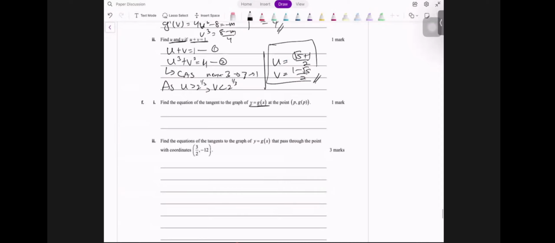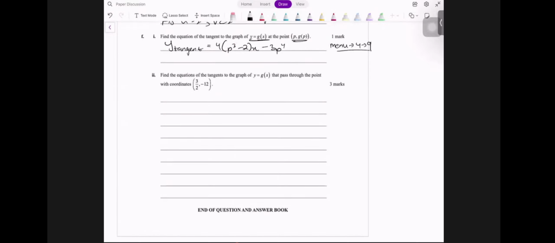One question on tangent here. You can use your tangent line function, which is at menu 4, 9, I believe. That's where you have a tangent line. And it is just a 1 marker, so I think just stating it really is all that's required. So the y tangent is equal to (4p cubed minus 2) of x minus 3p to the 4. Now you look at the equation of the tangents where they pass through the point here. So it's just a matter of subbing it in.